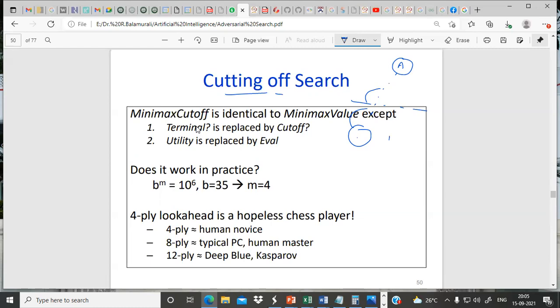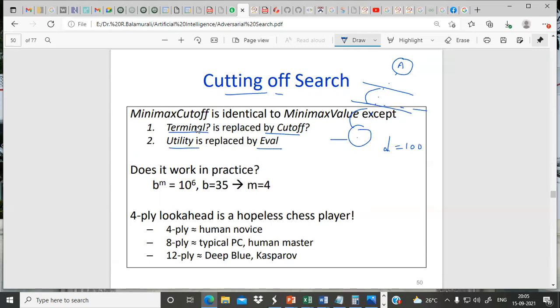The leaf node may be at depth 100. That doesn't mean we have to go up to that level and then make the decision. If you do that, the algorithm will become more complicated. Not only that, in real time that is not possible, you don't have that much time. So depending on the time constraint, we have to cut off the search at some point and then make a decision. Don't go up to terminal. Here terminal is replaced by some cutoff, and instead of utility, we use the evaluation function.